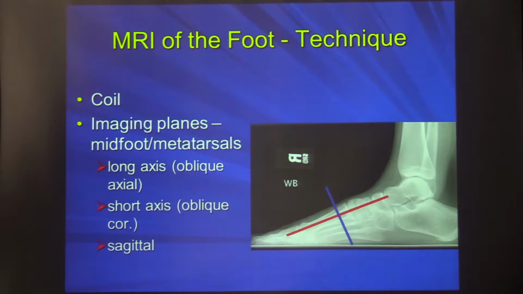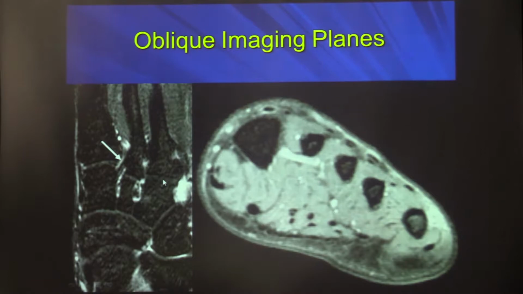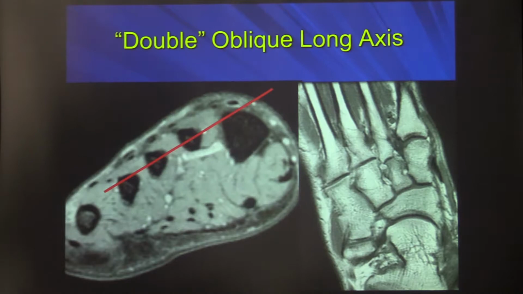So these oblique imaging planes allow us to get very good views of the tarsometatarsal joint. And here we can see the interosseous component of Lisfranc ligament, which I'll speak about in a bit. And here's the short axis image, which is perpendicular to the metatarsals. Now, some people do a double oblique long axis. We don't typically do this regularly, where we angle along the axis of the metatarsals, medial to lateral. And this gives you a T1 weighted image, as you see on your right.